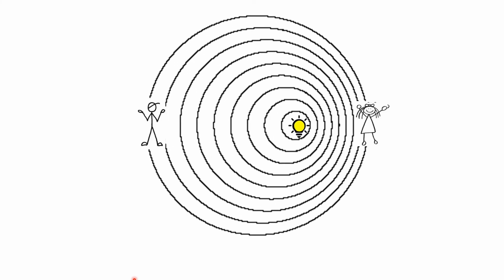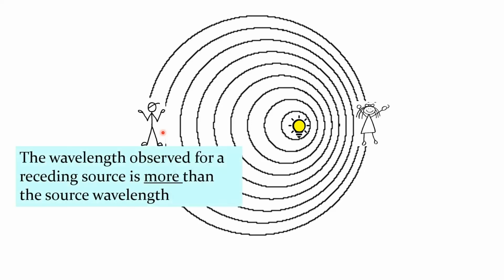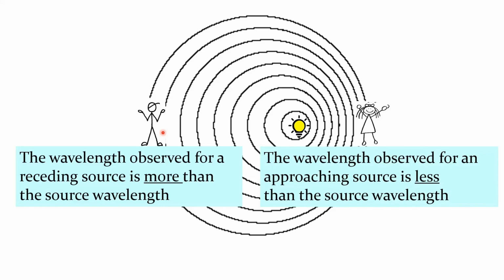So visually, the observer for the approaching source is seeing light waves that have smaller wavelengths. In the back, where the source is receding, the observer perceives a longer wavelength. So we're going to state that the wavelength observed for a receding source is more than the source wavelength. Also, the wavelength observed for an approaching source is less than the source wavelength.